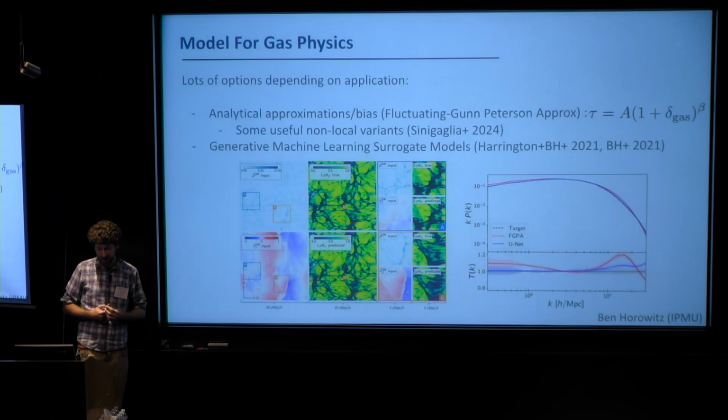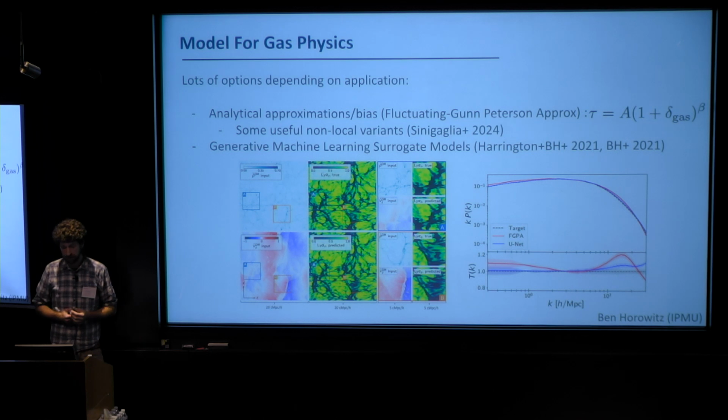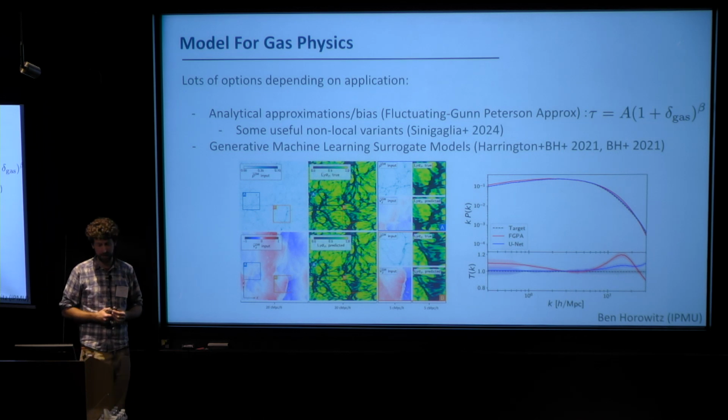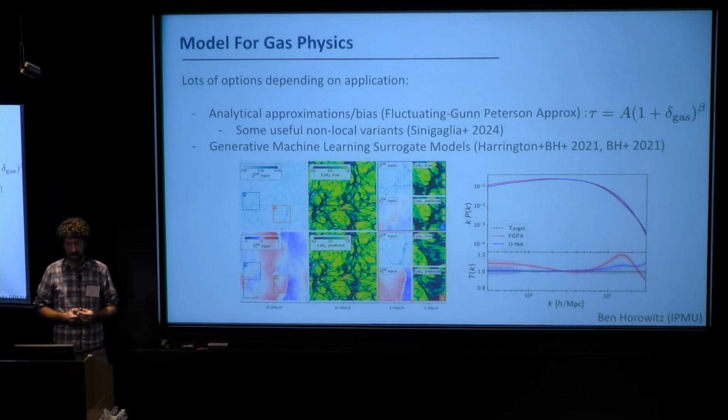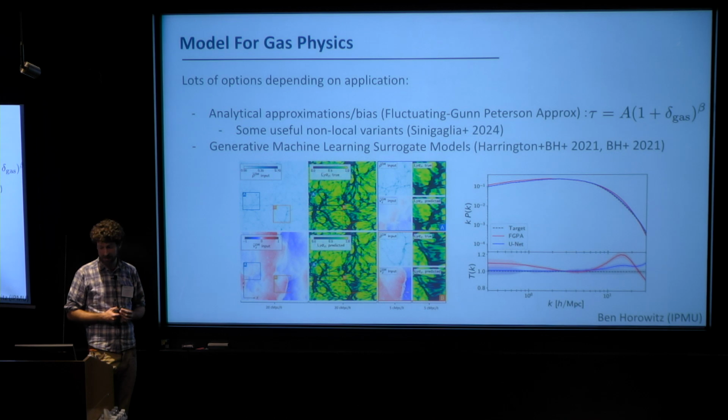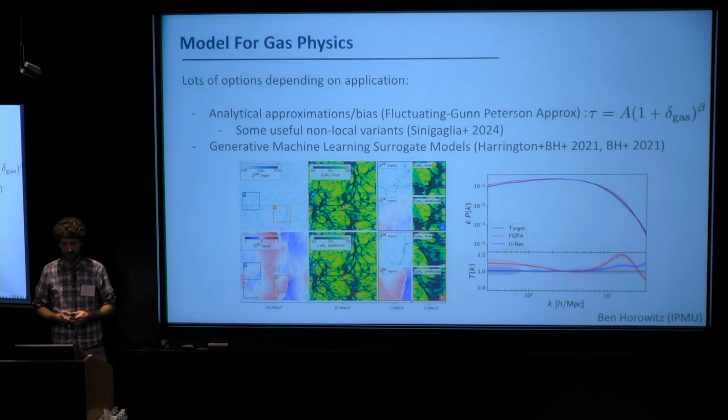So for modeling gas physics, there's a lot of choices that you have. One of the main things people in the field have been doing so far is some kind of analytical approximation or bias model. In the case of Lyman alpha forest, a popular one is the Fluctuating Gunn-Peterson approximation. You could generalize this to various non-local or environment-dependent quantities. Something I worked on in the past is using generative machine learning models to map from the dark matter field to the full hydro field outputs. So if people are interested, you can talk to me more about that later.